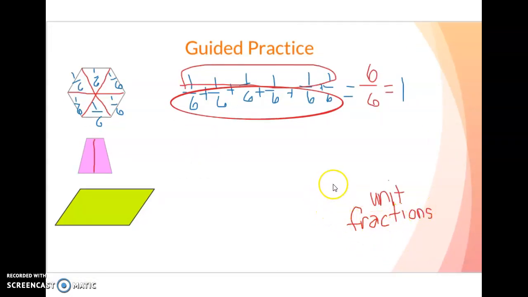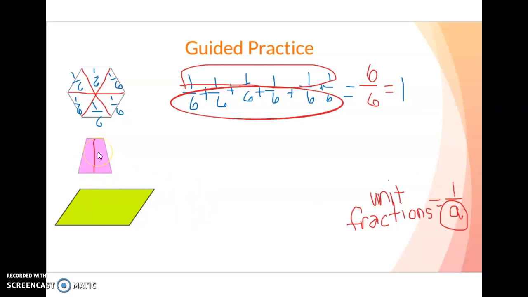Okay, so just to repeat, I don't know if it got cut off, but I just want to make sure that you understand that unit fractions have a numerator of 1. So it doesn't matter what the denominator is, the numerator is always 1 when it's a unit fraction.